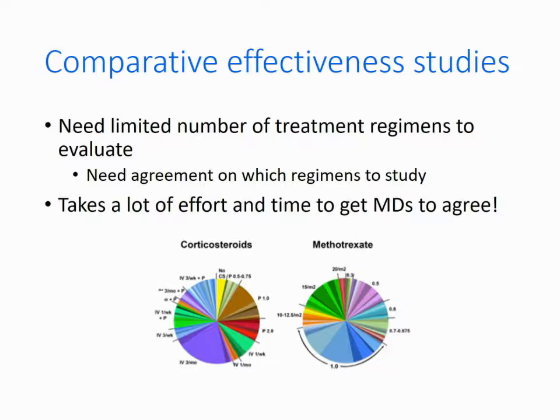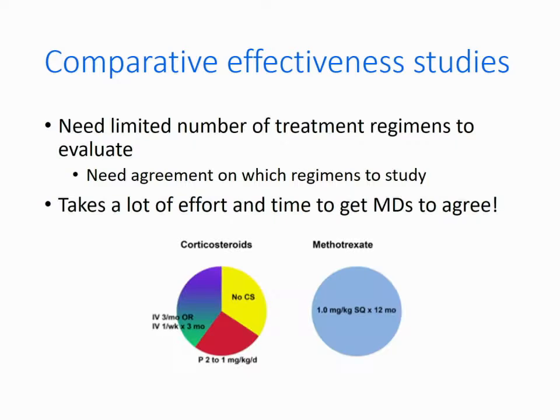We ended up with 12 different initial methotrexate regimens, and the different color bars are how long they would treat, and then corticosteroids was even worse. So it ended up being that pretty much everyone was doing their own thing, okay? It really took a lot of time and effort to whittle it down. We got from the 12 initial regimens to just agreeing on one regimen.